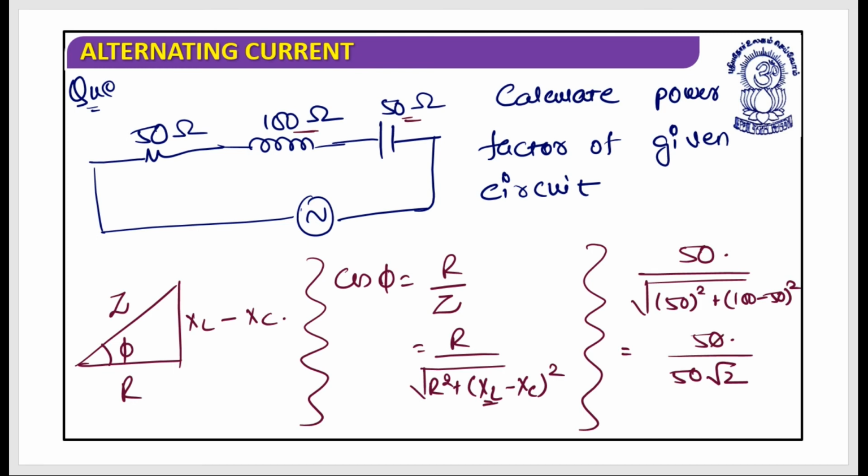And when this is 50 by 50 root 2, cos phi is equal to 1 by root 2. So from this, cos phi is equal to 1 by root 2. This is the answer. If they ask what is the phase difference between voltage and current in this circuit, it would be 45 degrees.